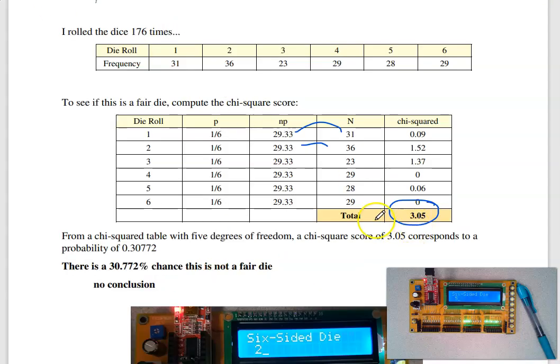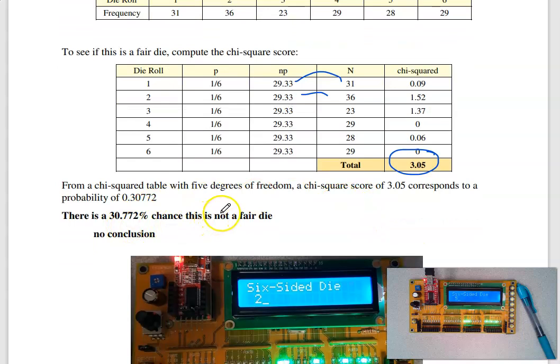So with this data, there is a 30% chance the die is not fair. Basically, 30% chance of rejecting the null hypothesis that this is a uniform die. So from this data, I have no reason to conclude it is not a fair die.